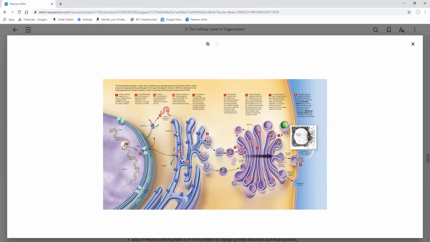Then those newly formed proteins in the rough ER get modified and packaged, shipped through vesicular transport to the Golgi apparatus, where they are modified, stored, and shipped out of the cell, or it creates lysosomal or degradative enzymes, digestive enzymes.